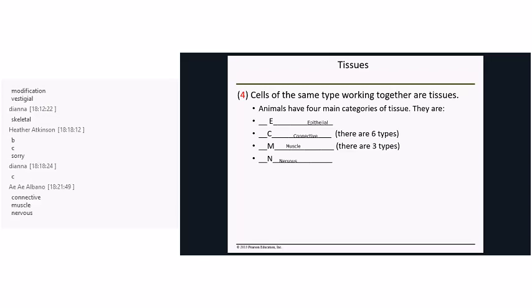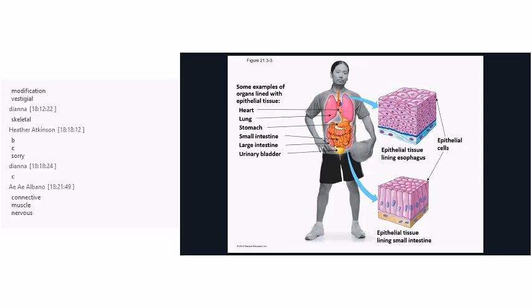And then connective tissue, of course, has to get more complicated and have 6 different types. And then muscle tissue also has 3 different types. So let's look at those a little bit deeper.